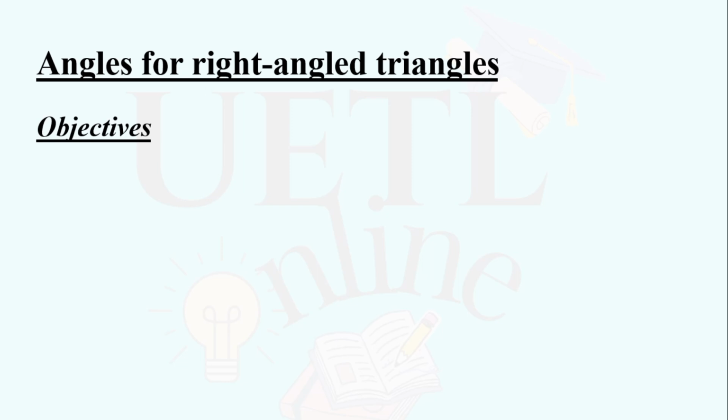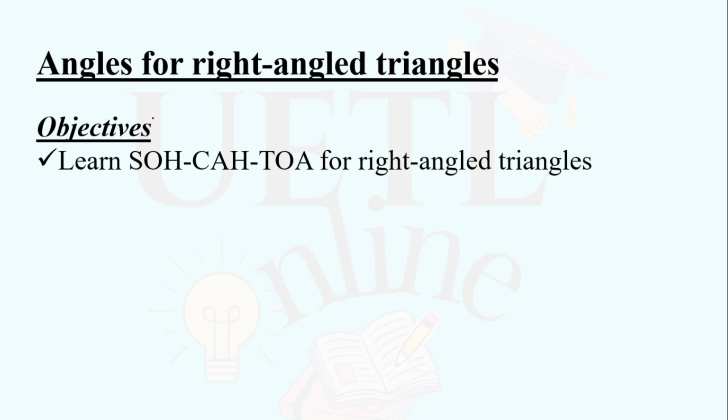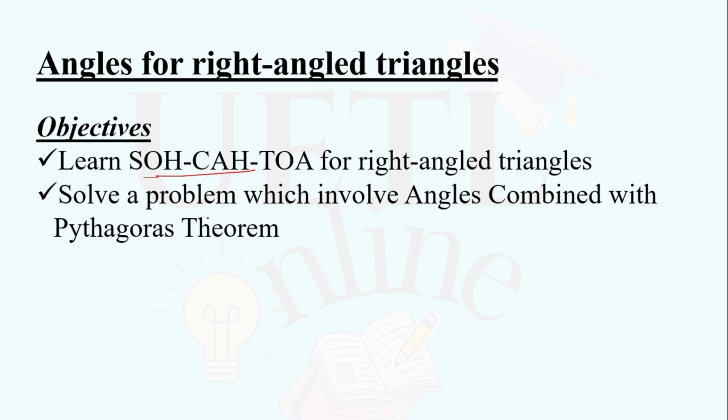The objectives of this lesson are, first, we're going to learn SOH CAH TOA for right-angled triangles. This is a term we use to memorize these ratios. Then you're going to solve problems which involve angles. We're going to look at the angles of a right-angled triangle and combine it with the Pythagoras theorem. So that is that.